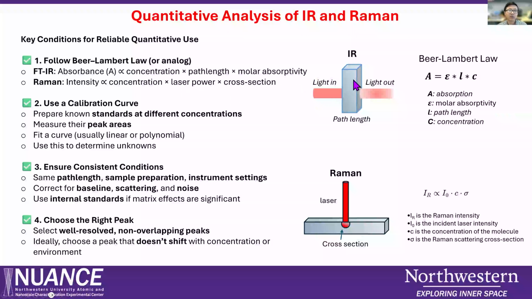What quantitative analysis can you do using IR and Raman? For IR, the intensity follows the Beer-Lambert law, and the absorption is proportional to the path length, concentration, and the material. For Raman, the intensity is also proportional to the laser intensity, the molecular concentration, and the Raman cross-section. If you keep all experimental conditions the same and just change the concentration, you will see the intensity and concentration change linearly.